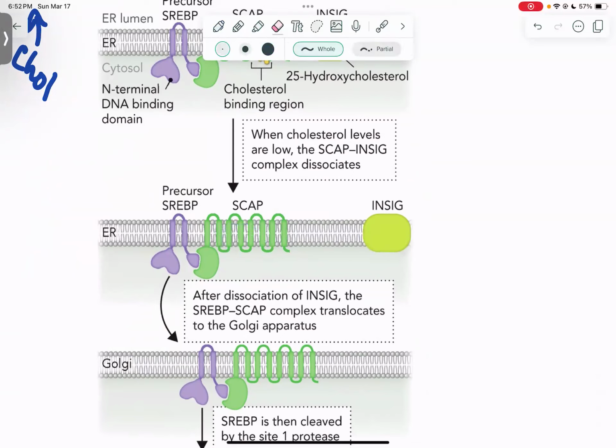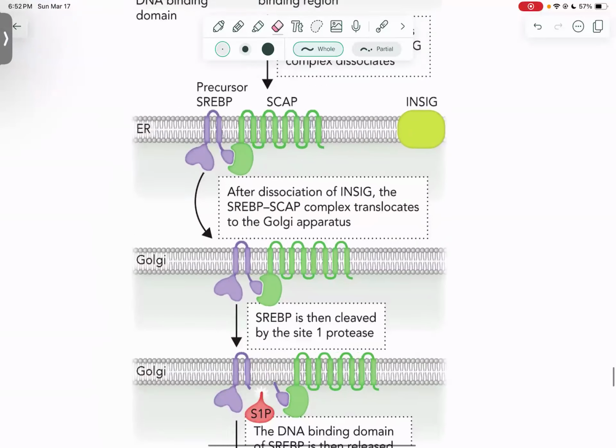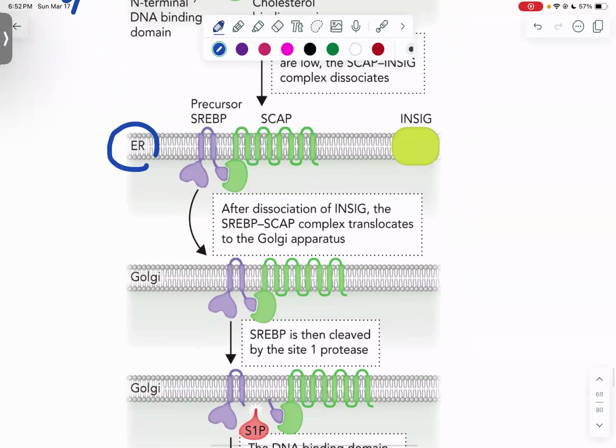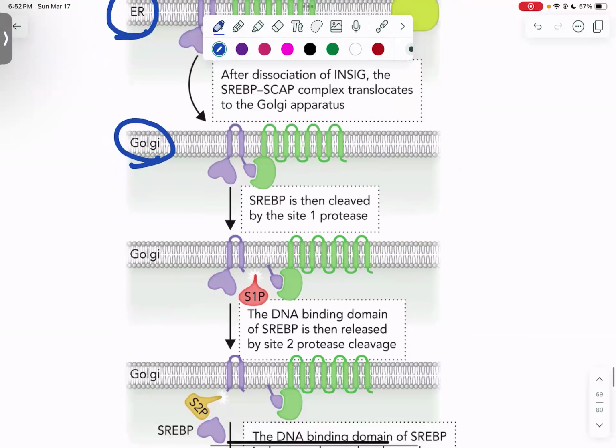So when cholesterol levels start dropping, there's no more cholesterol bound to our INSIG or to our SCAP. And so basically the pieces start disassociating. And then after the disassociation of INSIG, you have to notice here, we're in the ER, then our precursor transcription factor and the SCAP protein get translocated to the Golgi. Once it's in the Golgi, there's an enzyme there, S1P, that can cleave our precursor protein.